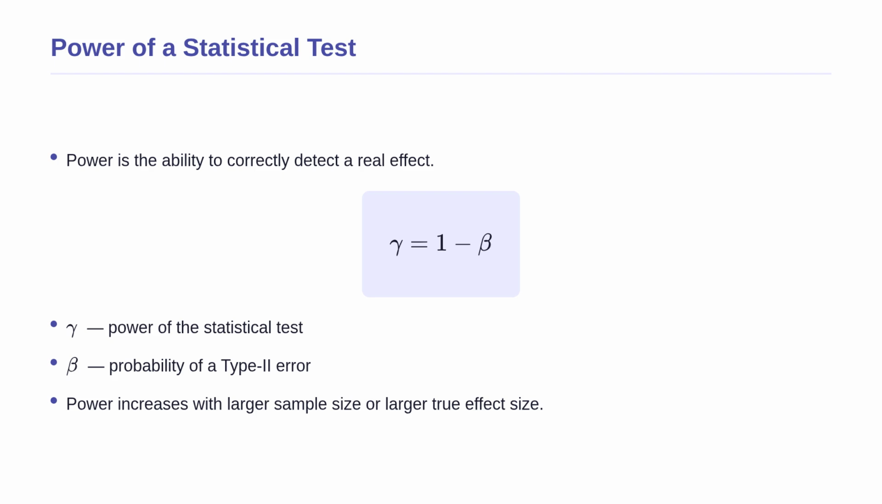If you want to increase the power of your test, you can increase your sample size to get more reliable information. You will also have higher power if the true effect size is very large, or if you're willing to accept a higher alpha, meaning more false alarms.